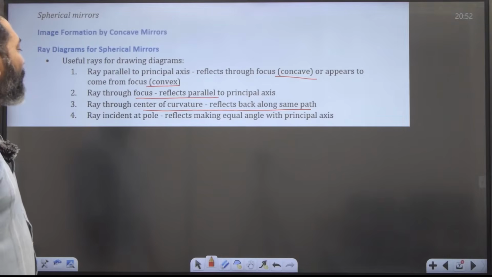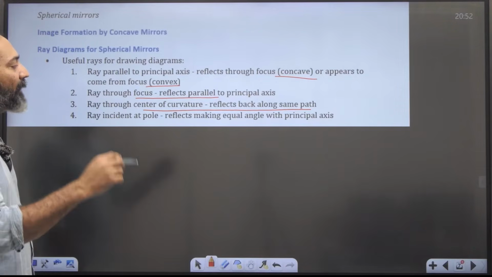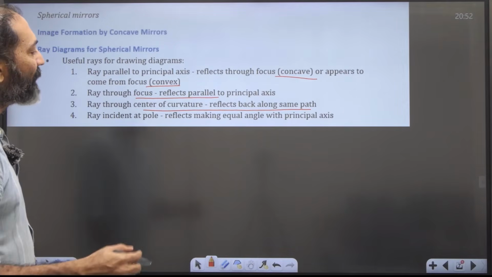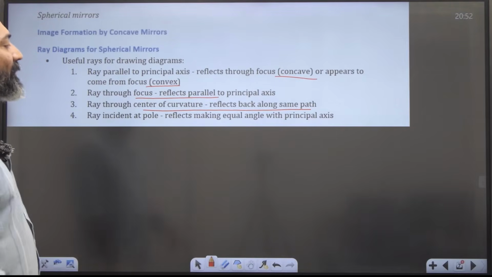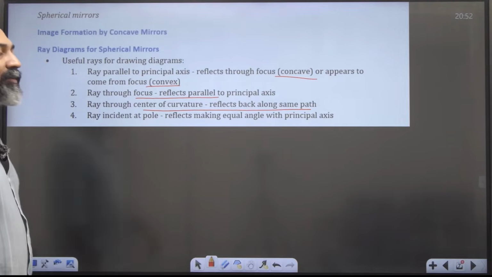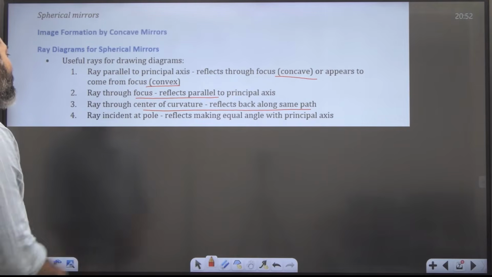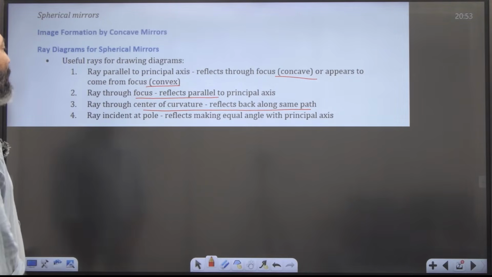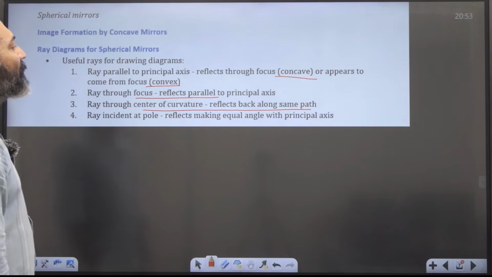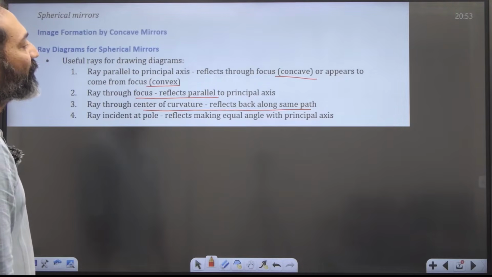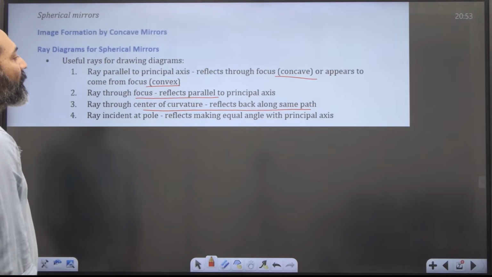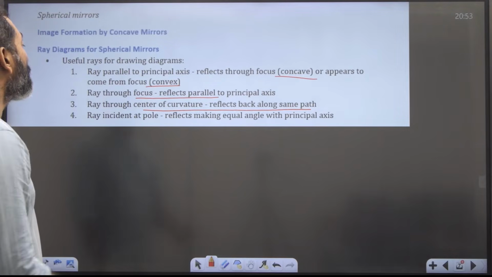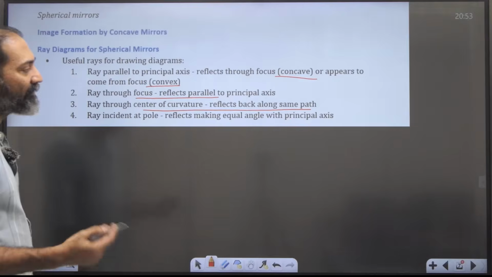So what are the points? If the ray is incident at the pole, it will reflect making an equal angle with the principal axis. If a ray through the center of curvature, it reflects back. If a ray through the focus, it reflects parallel to the principal axis. A ray parallel to the principal axis reflects through the focus if concave, or appears to come from the focus if convex.